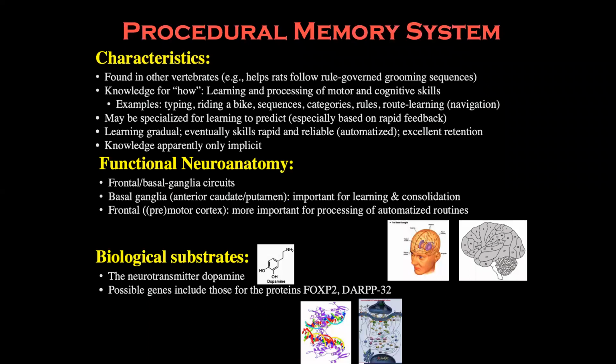Okay, procedural memory. We understand less about procedural memory in general than declarative memory, which is a more difficult beast to pin down for our studies. Nonetheless, we know something. It's also found in other vertebrates, for example, it helps rats follow rule-governed grooming sequences. This is often characterized as knowledge for how. That is learning and processing of motor and cognitive skills, such as typing, riding a bicycle, sequence learning, learning categories, rules, or route learning of a particular sort, that is navigation.